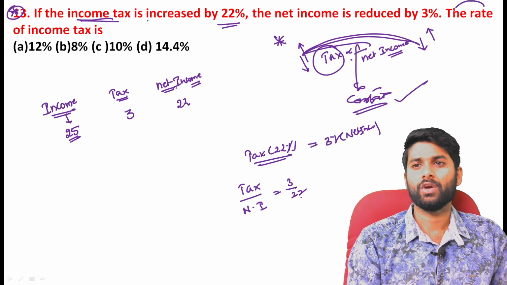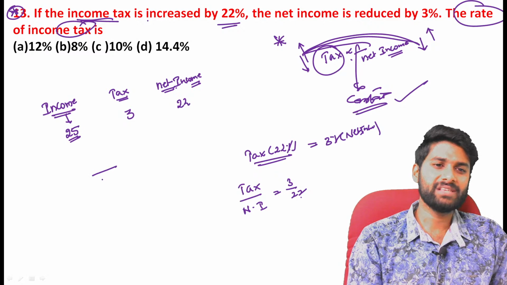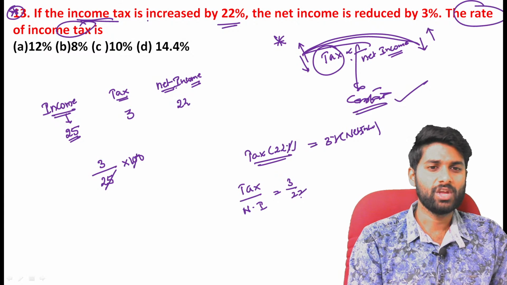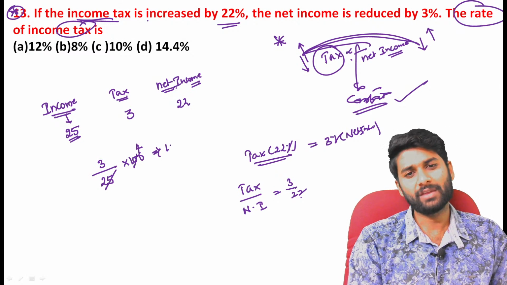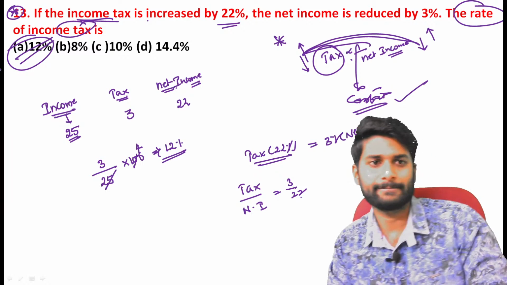Now what is the question? What is the rate of income tax? Rate of income tax means my salary is 25 rupees. Now I am paying 3 rupees tax out of it. Out of 100%, now see, 25 into 4. Now the value becomes 12%. So the rate of income tax is exactly equal to 12%.